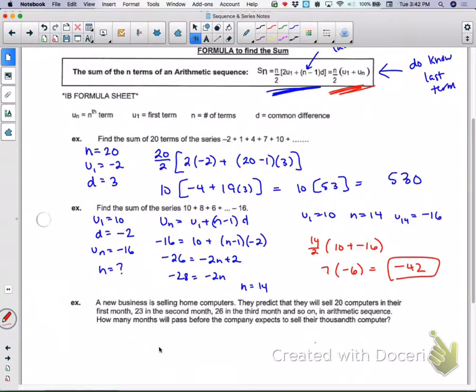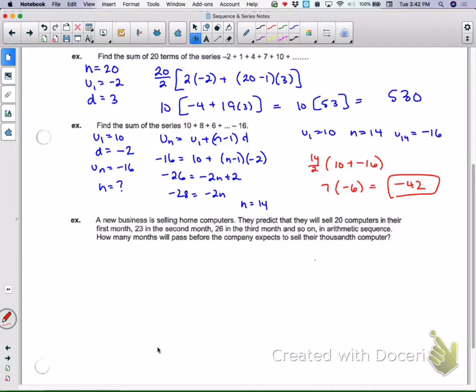All right, 2 more here. A new business is selling home computers. They predict that they will sell 20 computers in their first month, 23 in the second, 26 in the third, and so on. How many months will pass before the company expects to sell their 1,000th computer?